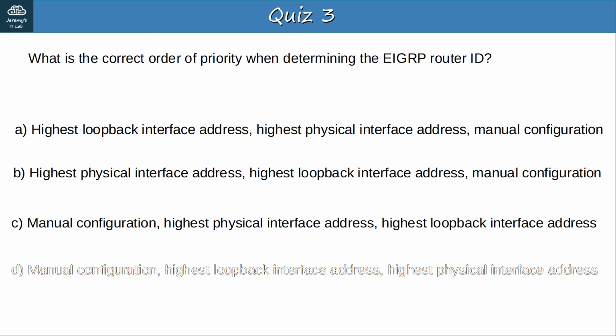The answer is D. Manual configuration takes top priority. If the router ID isn't manually configured, the highest IP address on a loopback interface will become the EIGRP router ID. Finally, if there are no loopback interfaces, the highest IP address on a physical interface will become the EIGRP router ID. Okay, let's move on to take a look at a bonus question from Boson ExSim for CCNA.